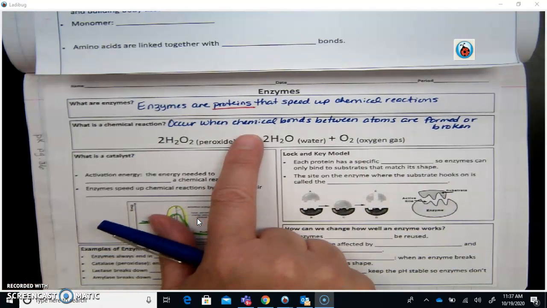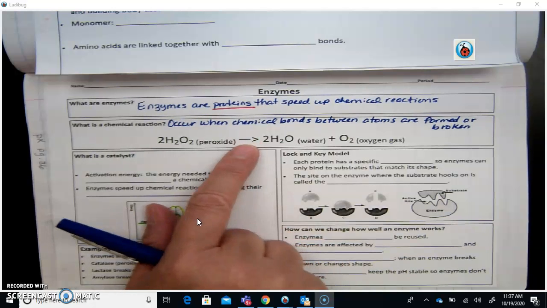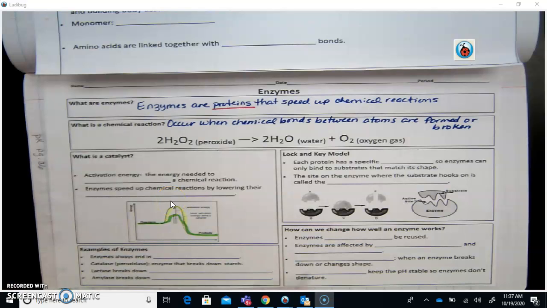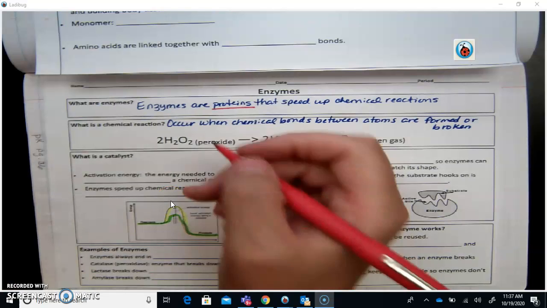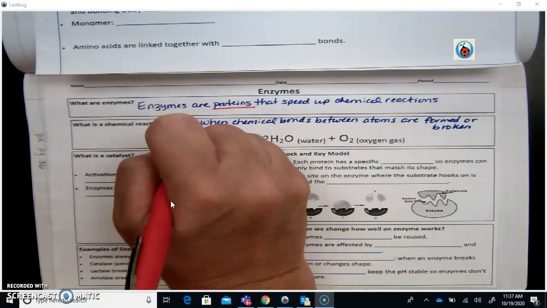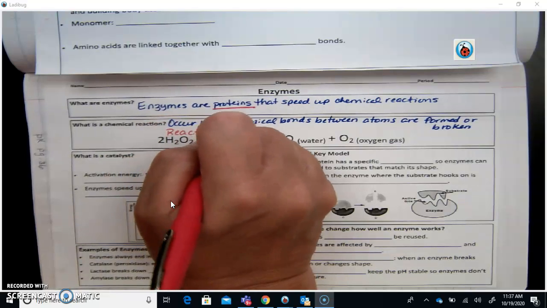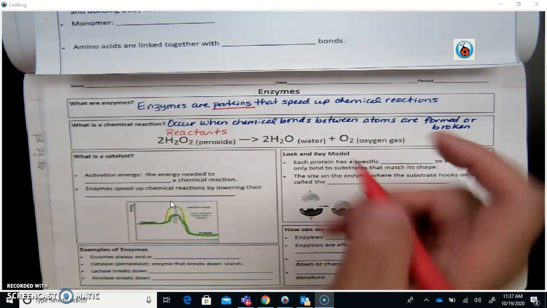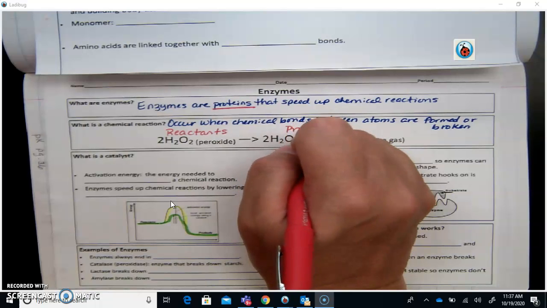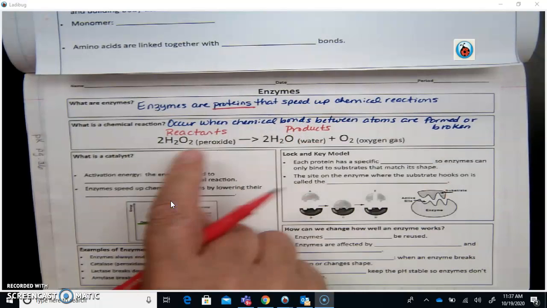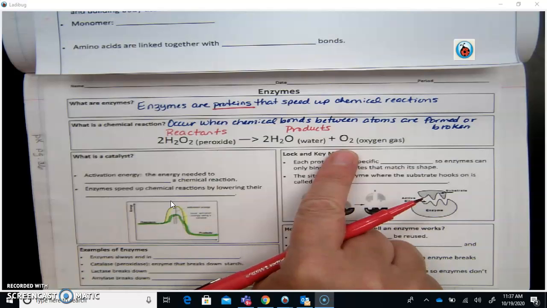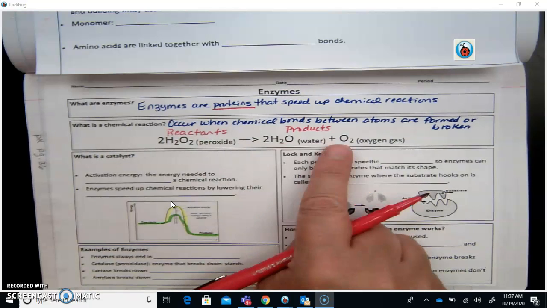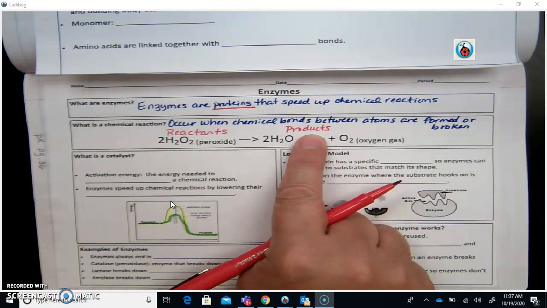Once you find the arrow, whatever is on the left-hand side of the arrow is going to be called reactants. Those are the reactants that are needed for the chemical reaction. Whatever is on the right-hand side of the equation is going to be called products. So in this particular chemical equation, the hydrogen peroxide is the reactant, and water and oxygen are the products.